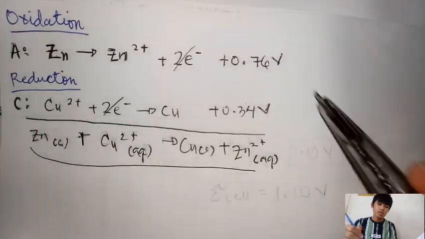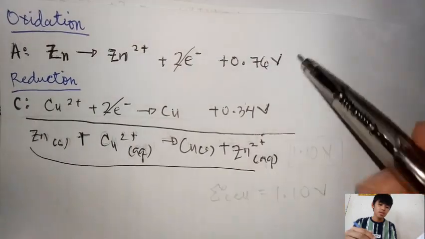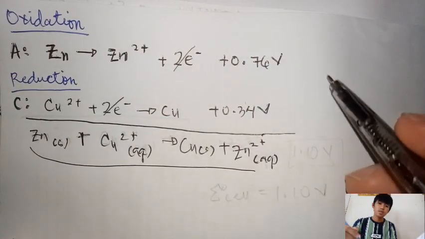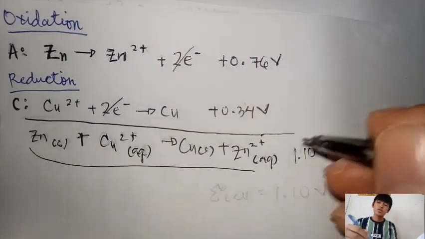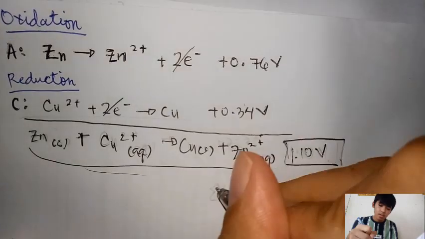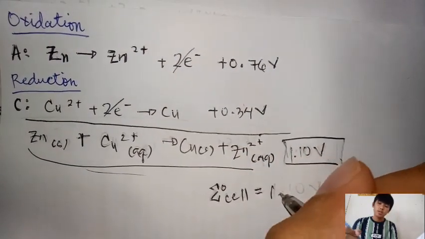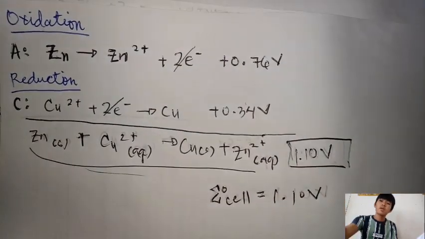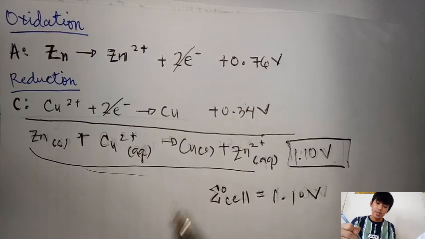To calculate the cell potential for this overall net reaction, we just have to add these values. So 0.76 volts plus 0.34 volts is equal to 1.10 volts. So this is the overall cell potential for this overall net reaction, which is equal to 1.10 volts. So that's how to calculate the cell potential and the overall net reaction for these two half reactions.